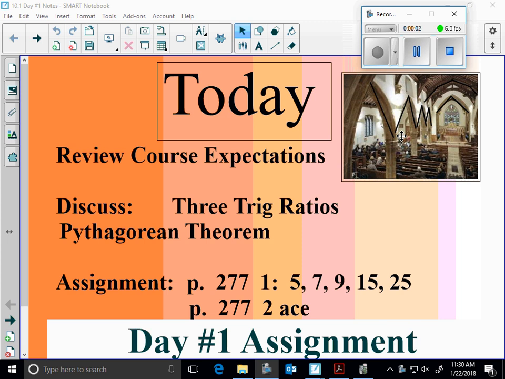Okay, let's get to it here. 10.1, day number 1, notes. Today's material, we'll be discussing the three trig ratios and the Pythagorean theorem. Most of this should be review. Maybe a couple twists in there for you just for fun.